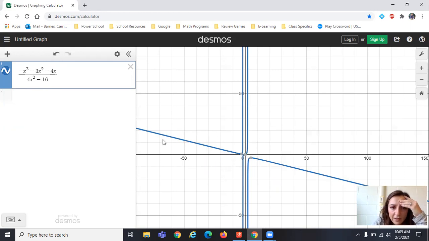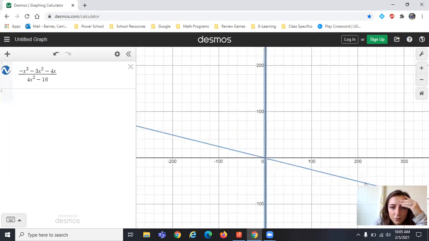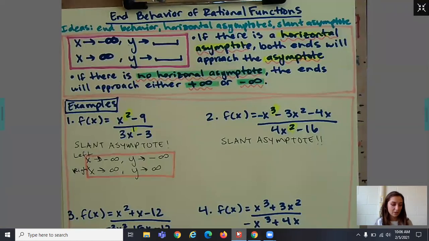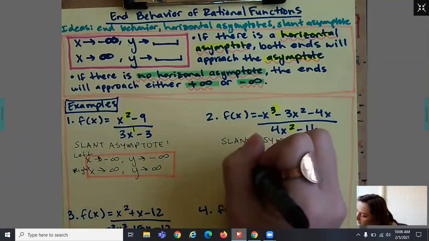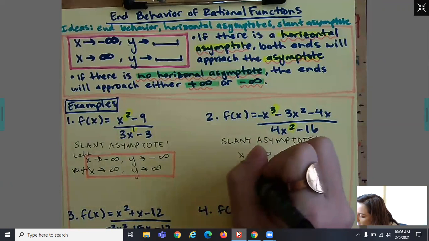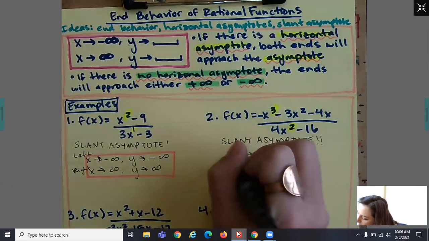We can see that on the left, this is up in positive infinity. And on the right, it's in negative infinity. So it's going to be the opposite of our last one. On the left, it's going to be up in positive infinity. And on the right, it's going to be down in negative infinity.